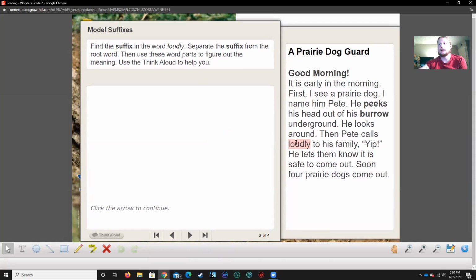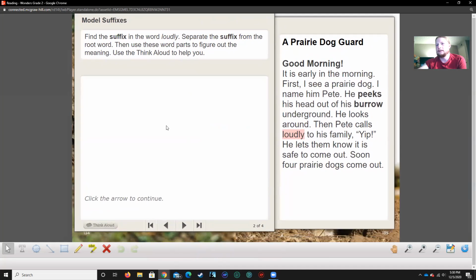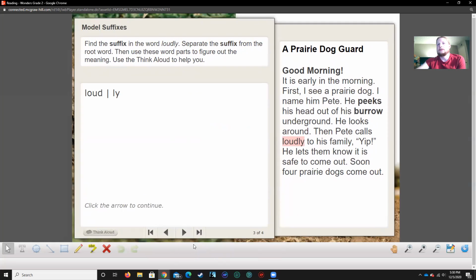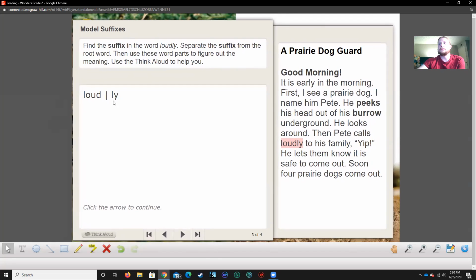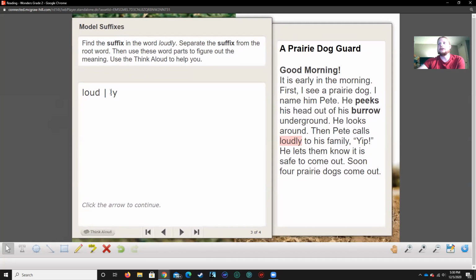I'll give you a hint. It's highlighted. You see how it's highlighted? Yes, so it's loudly. So we're breaking up loudly into a root and a suffix. If you look up here where it says loud, loud is the root word. Loud can stand on its own. It's like, I can be by myself. It's a loner. It can sit at the lunch table by itself and be fine. But ly over here, ly has to be around somebody. Ly can't be by himself. So ly clings on to loud, and they create a new group, and this group has a different meaning.